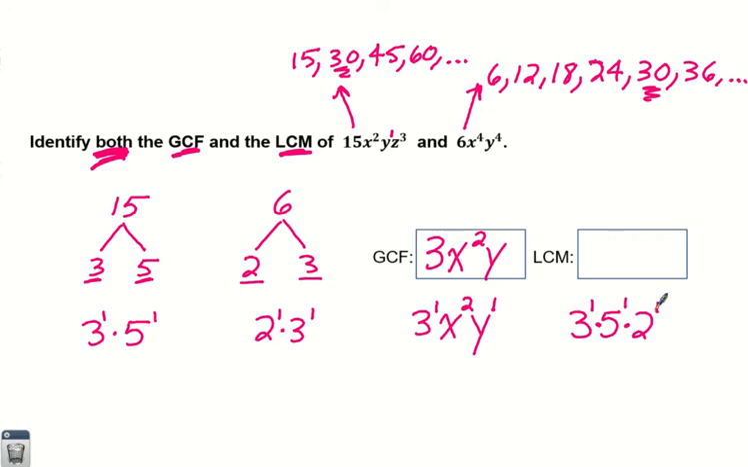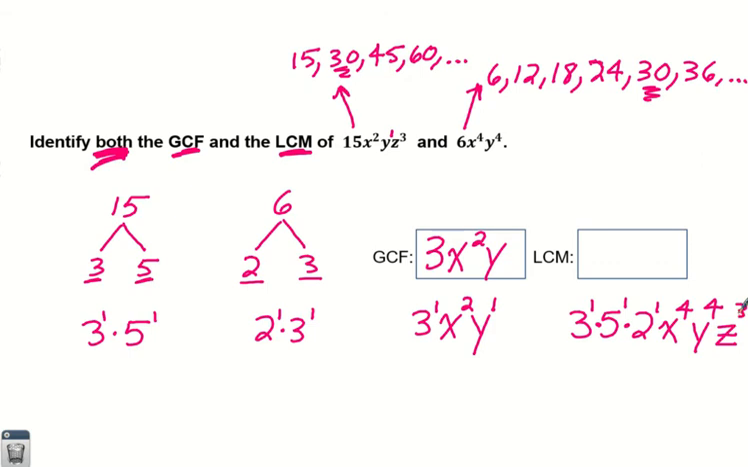And now the x's, y's, and z's. X to the second, x to the fourth. The larger one goes in your LCM. Y to the first, y to the fourth. The larger one goes in your LCM. And then z to the third, no z at all. The larger one goes in your LCM.